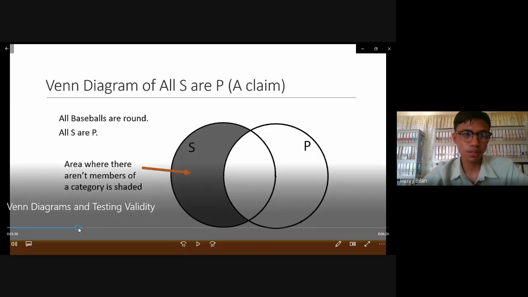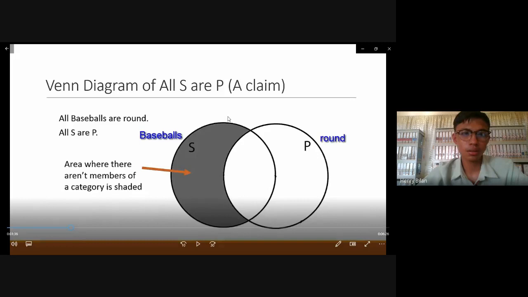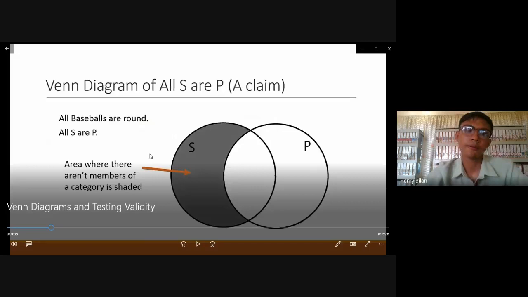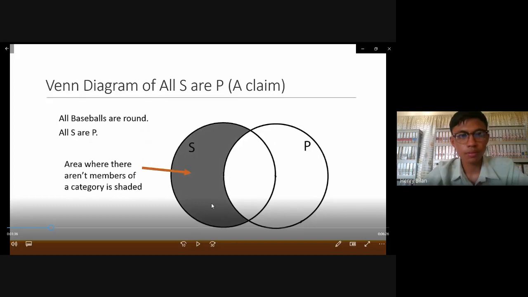So we have this example. All baseballs are round. Or all S are P, so here we have the S. You fill the P circle, S, P, ganyan. All S are P. Sabi dito, the shaded one, area where there aren't members of a category is shaded. Lahat ng S ay P, ganun lang siya.